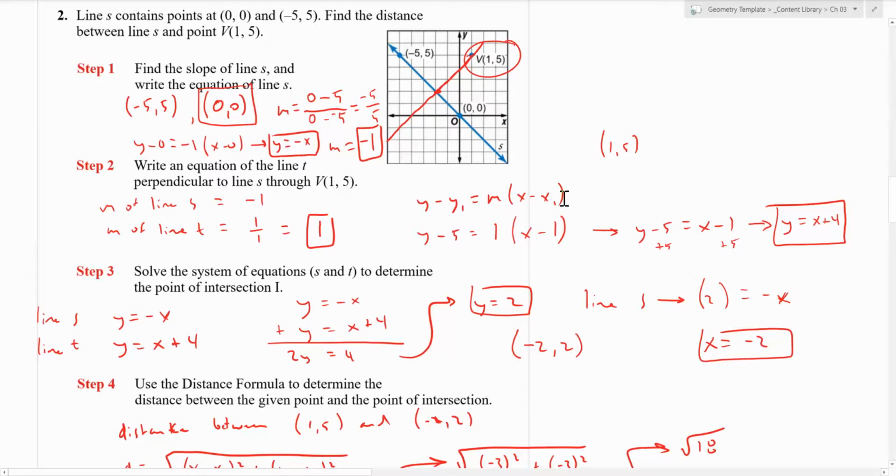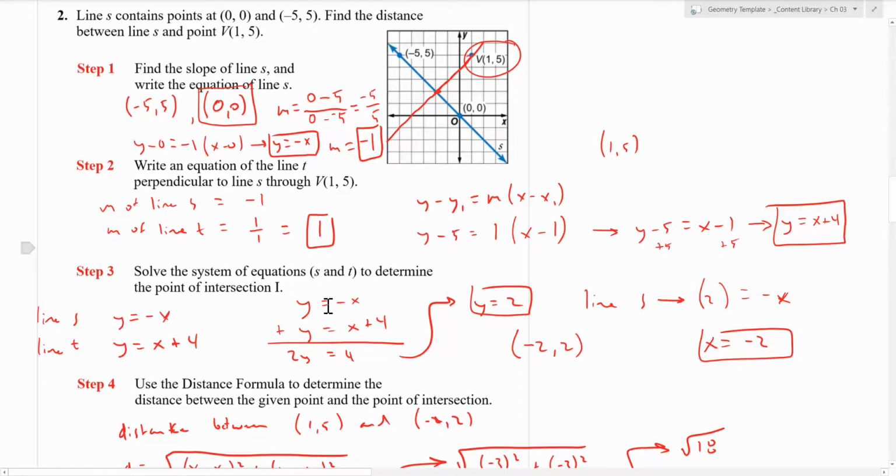Then we use point slope formula with our new slope 1 and our point 1, 5 to build an equation for this line that's perpendicular to line S. Y minus 5 equals 1 times the quantity x minus 1, and we get y equals x plus 4. Then we solve the system of equations for S and T to determine the point of intersection, the point where these two lines, S and T, meet.